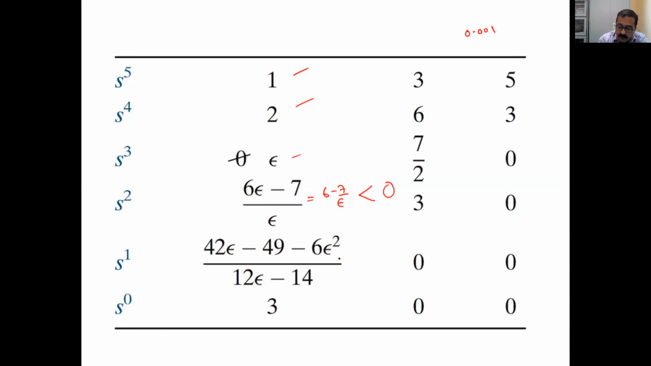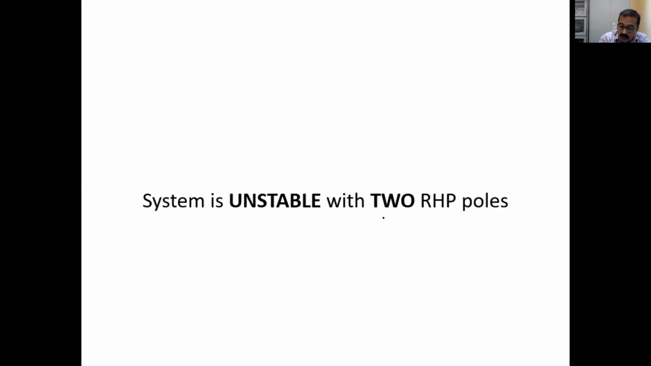Again, coming down to here, 6 epsilon square. Epsilon is 0.001, so epsilon square will be even smaller, so this part can be ignored. So what will you get? 42 into 0.001 minus 49, divided by 12 into 0.001 minus 40. So this will be effectively greater than 0. Fine. So there are two sign changes, plus epsilon to minus, and minus to plus. So two poles are in the right half of the S-plane, which means the system is unstable.